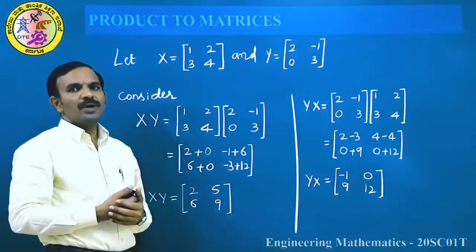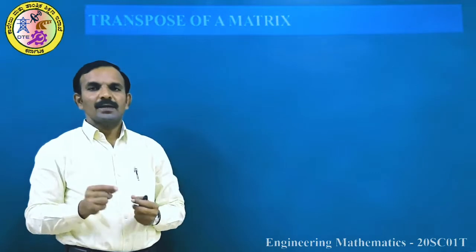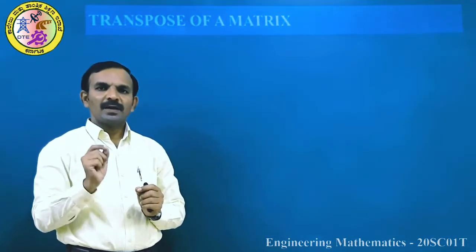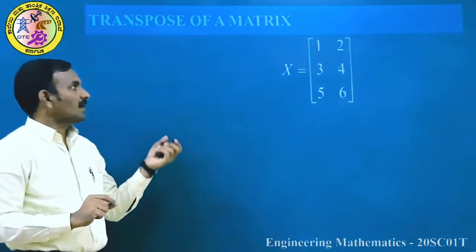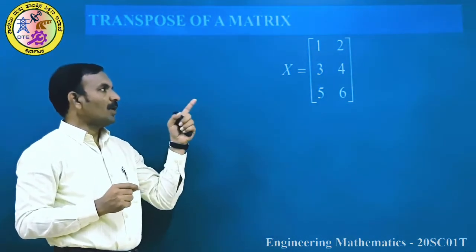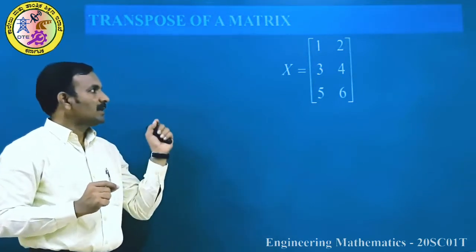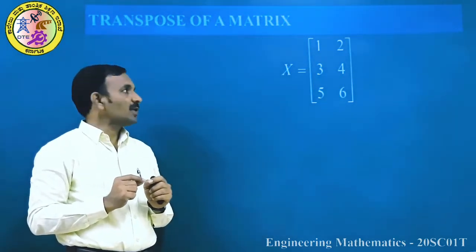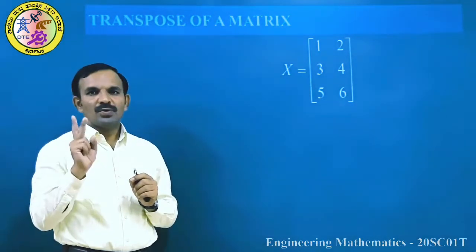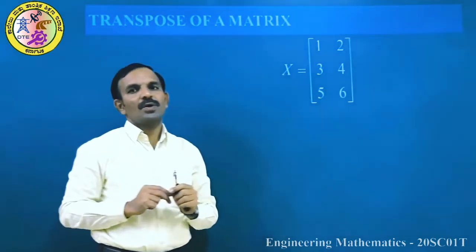Next, we are going to learn the transpose of a matrix. To learn what the transpose of a matrix is, let us consider an example. X equal to the matrix 1, 2, 3, 4, 5, 6. It is a 3 cross 2 matrix. How many rows are there? 3 rows, 2 columns.